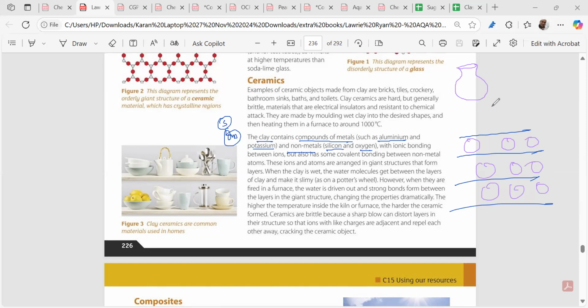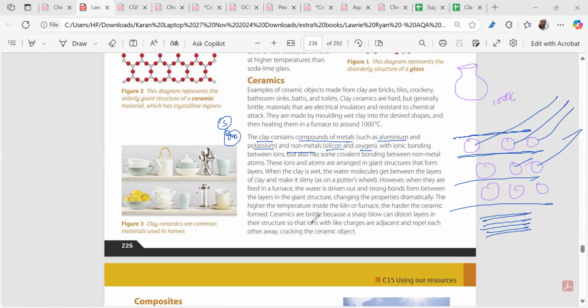We heat it around 1000 degrees centigrade. Why do we do it? We ensure that this water will be driven out. When the water is driven out, what happens? These layers of these ionic compounds will be coming closer, and they'll be forming ionic bonds with each other in a gigantic lattice structure. Thus, ceramics is formed.